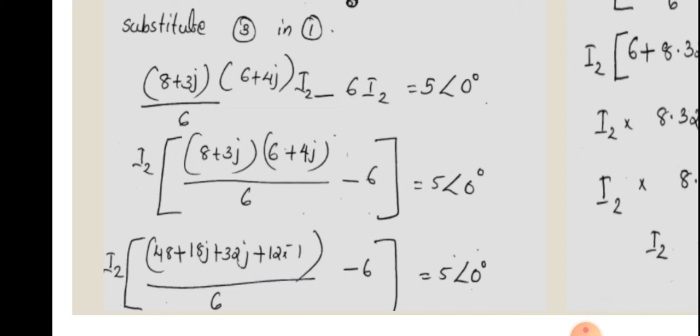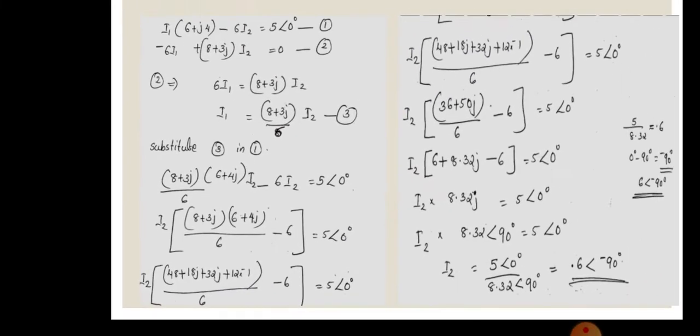The rest of the terms will be like this: (8 plus 3j) into (6 plus 4j) divided by 6 minus 6, into 5 angle 0. And here you can see that some of the terms are in rectangular representation and some others are in polar representation. So you can multiply these two terms, 8 plus 3j and 6 plus 4j. You will get the multiplication terms like this: 48 plus 18j plus 32j minus 12, divided by 6 minus 6, equal to 5 angle 0.